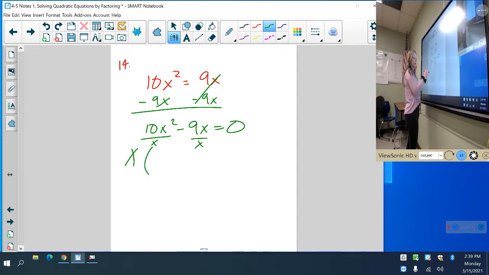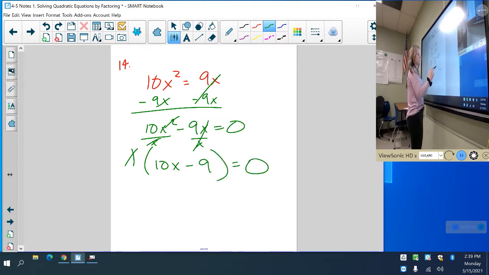10x squared divided by x is just going to be 10. Oops. They don't both cancel. One x cancels, so I'm just left with 10x. Both of these x's cancel. Minus 9 equals 0. If you were to factor that x back into the expression, you would get 10x squared minus 9x, which is what we want. It's just the distributive property backwards.